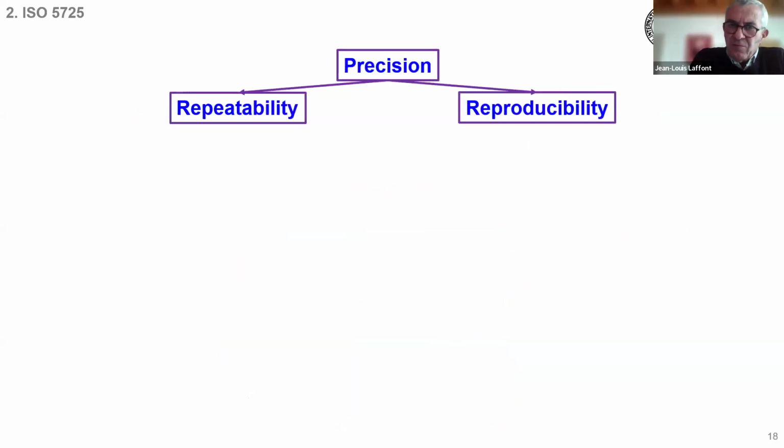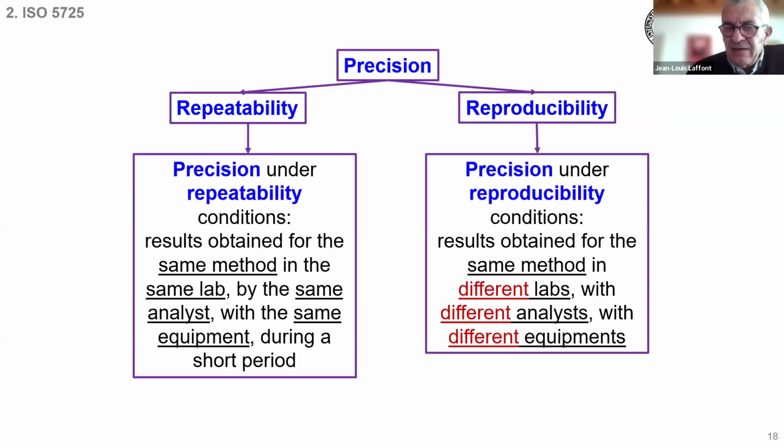Let me develop a little bit more on precision. I said that it can be decomposed into two components, repeatability and reproducibility. Repeatability is a precision, but under particular conditions. You are dealing with the same method in the same lab, the same analyst analyzing the results using the same equipment, and the period of analysis should be short. Whereas for reproducibility, the conditions are different. You are using the same method, but different labs, for sure different analysts, because you have different labs, and maybe different equipment. These are the two important concepts regarding precision, repeatability and reproducibility.